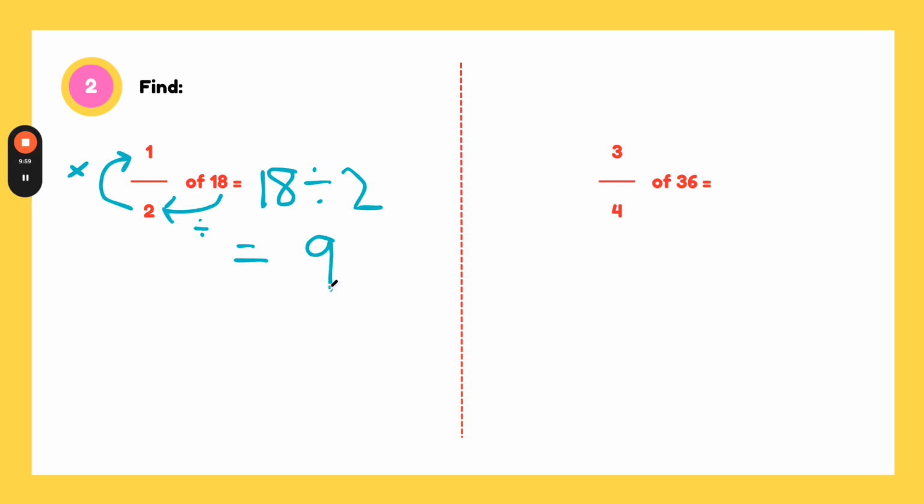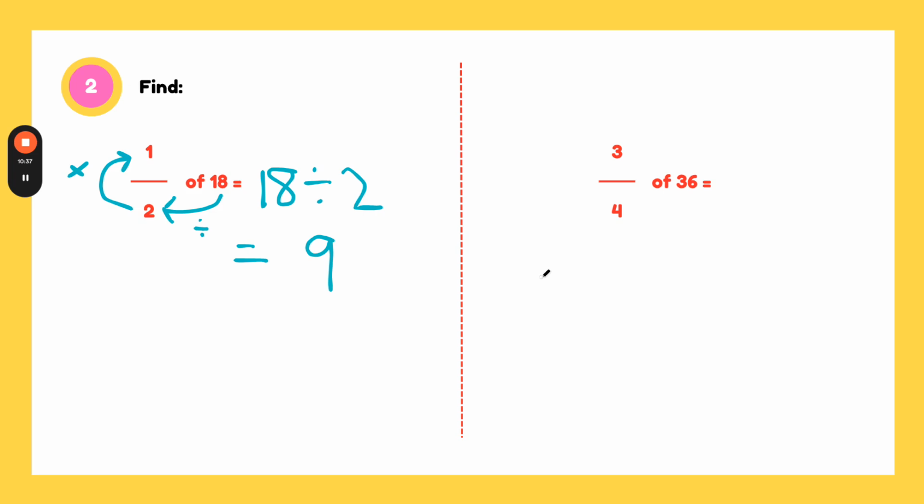And obviously 9 times 1 is 9, which is why I said all we have to do is just divide by the denominator in a case like this. So whenever you're given a fraction which has numerator of 1, you just divide by the denominator, which is fairly straightforward. So half of 18, we just do 18 divided by 2, which gives us 9, which is our answer.